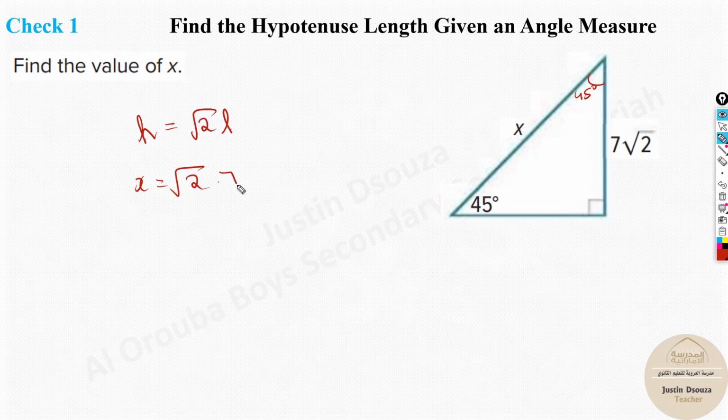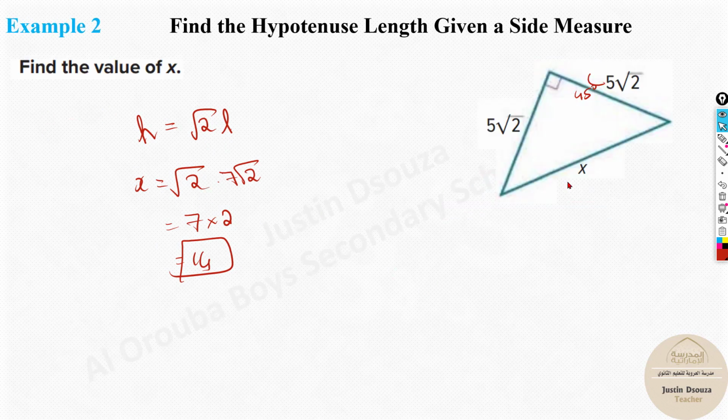times 7 root 2. Root 2 and root 2 is 2. When you multiply root 2 and root 2, it will be 2. 7 times 2 is 14. This is the answer. The length of x is 14. You can use the calculator directly and solve. That's fine. X is 14.